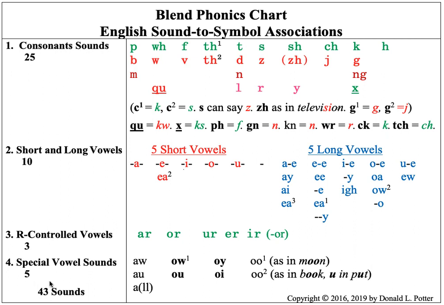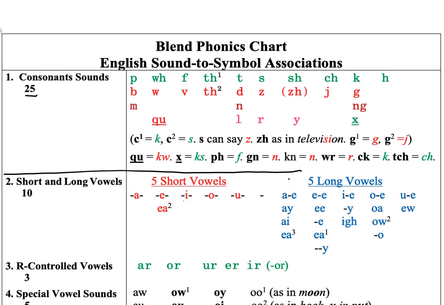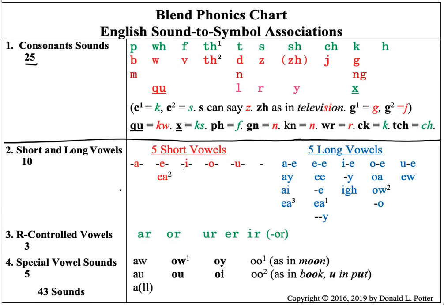There are 43 English speech sounds as I teach them on this chart, 25 consonant sounds, and I'm going to draw here on Microsoft Word. We'll use black here. Let's draw a line here between everything. Everything above this line are the consonant sounds, and everything below the line are the vowel sounds. So we're going to start out with the consonant sounds.